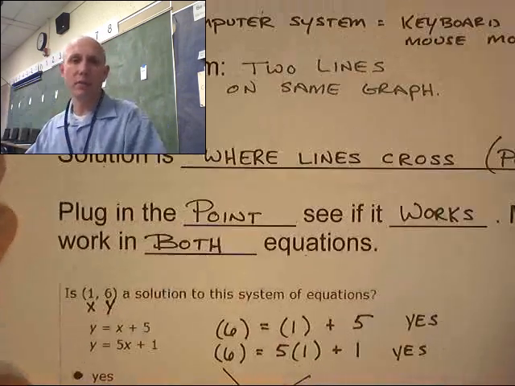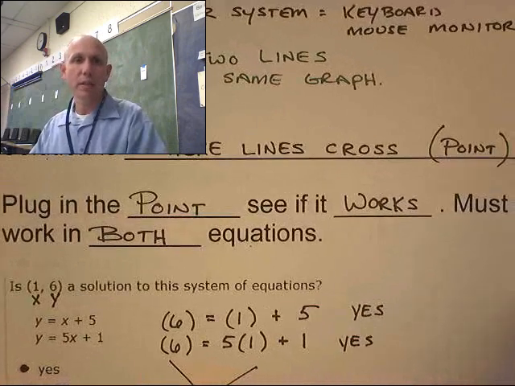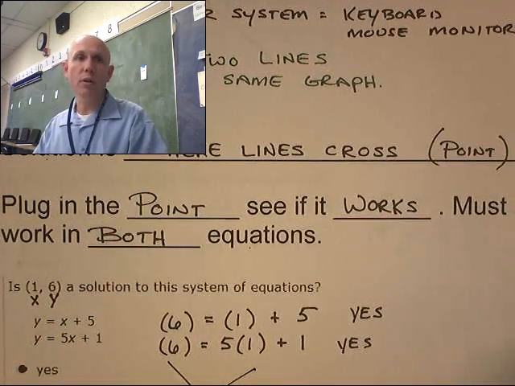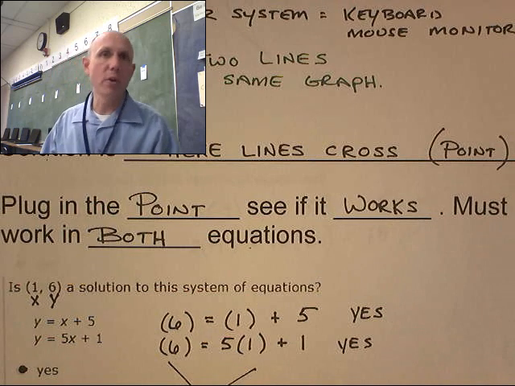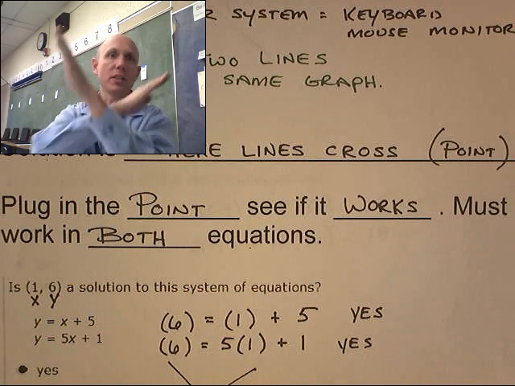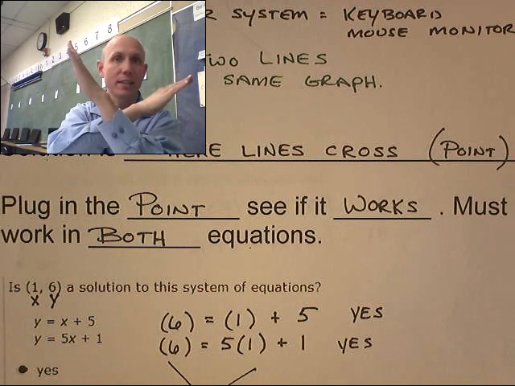Remember, this is what you need to do. Your simple instructions. Plug in the point. See if it works. Must work in both equations. If it works in both equations, it is a solution. It's the point where the two lines intersect.